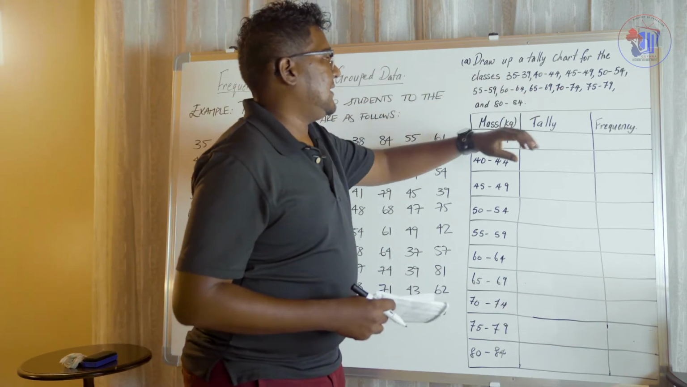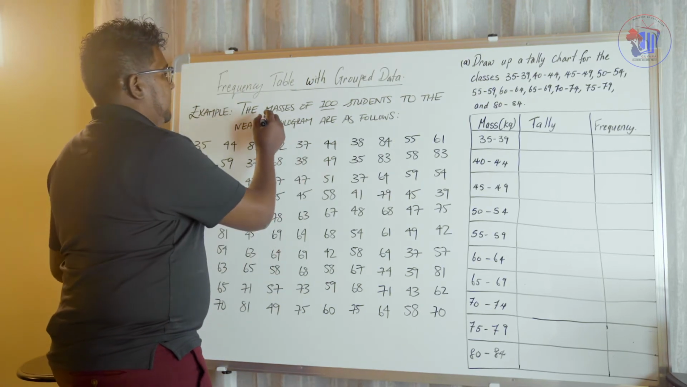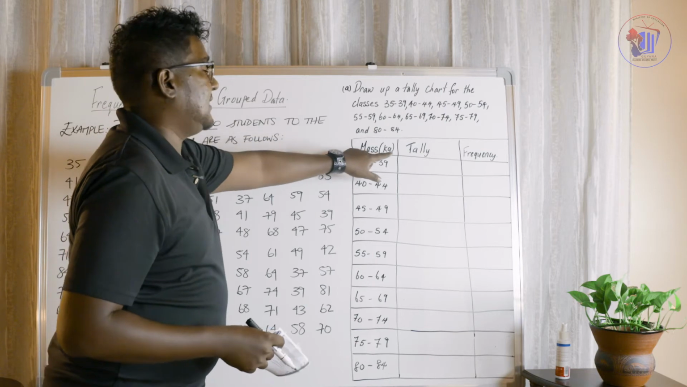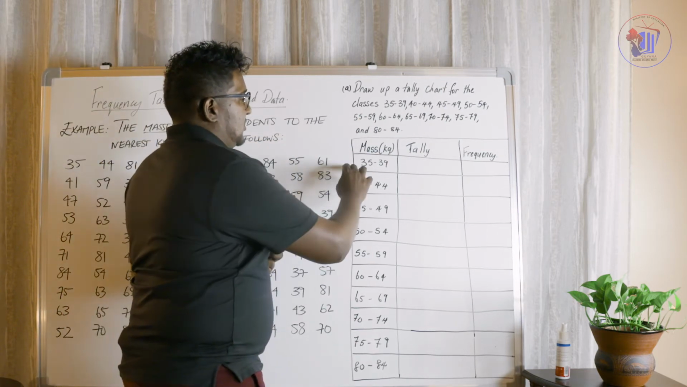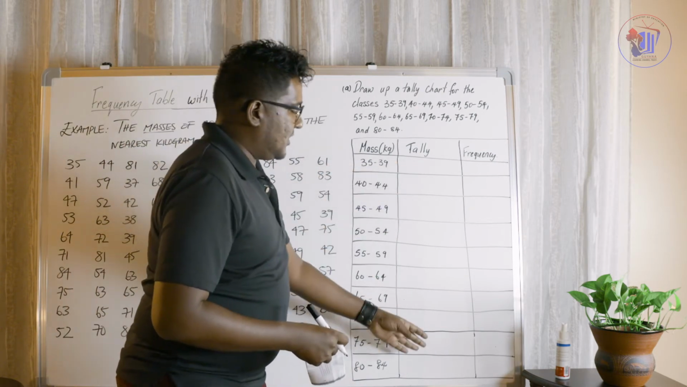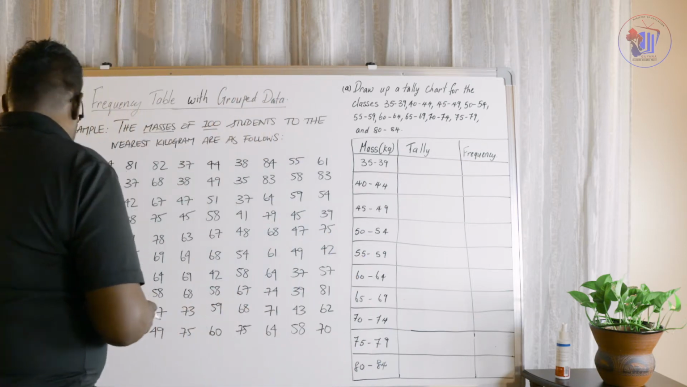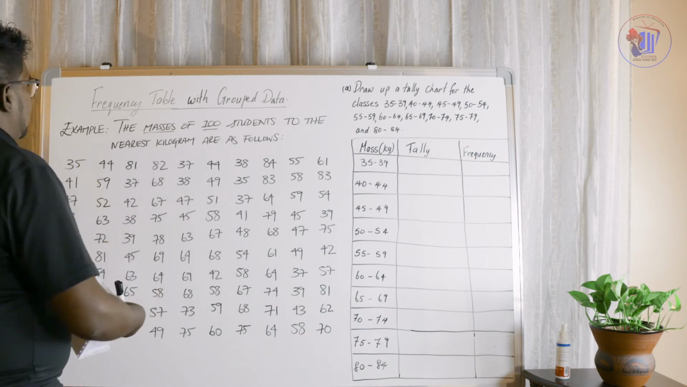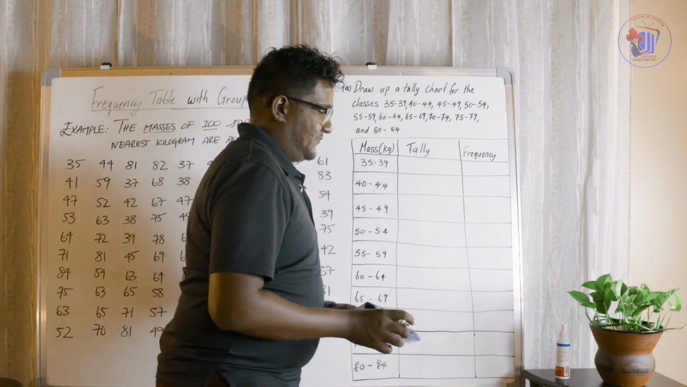So using these classes, we're going to set up our table. And we're dealing with masses. So in our first column, we have the mass, and that's in kg, and then you state the classes that they have given you. So you go 35 to 39, and so on until you're at 80 to 84. Our middle column again is tally, and at the end we have frequency. Now, what we have to do is go through each number or each mass, and then place them into this table.